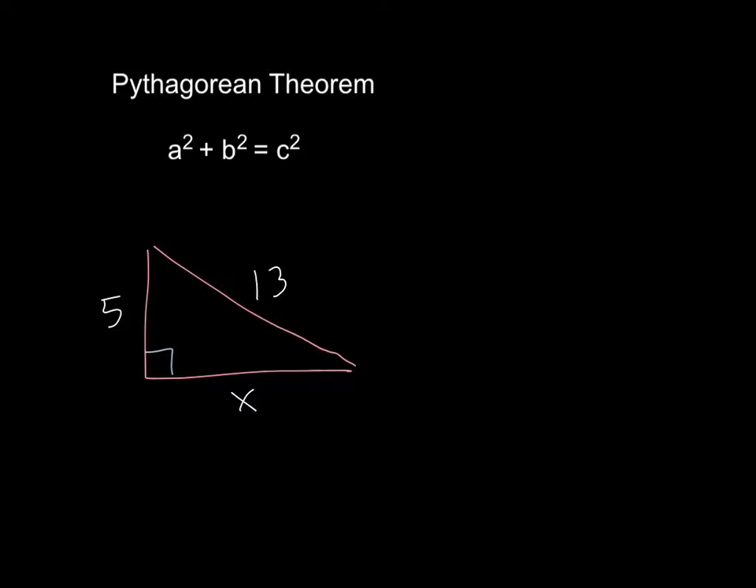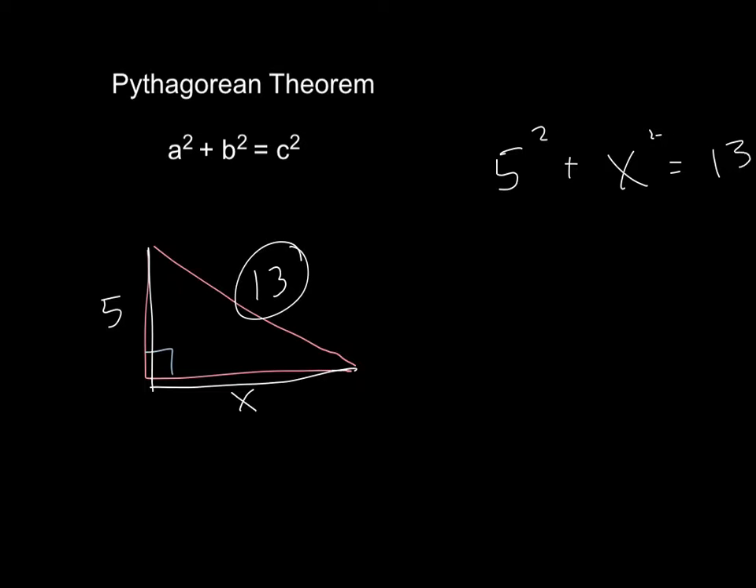Again, it doesn't matter which one's a or b, since a and b are interchangeable, but it does matter that you choose the correct numbers for a and b. In this case, it's always the legs, these sides right here and here. So let's say 5 can be a, and so that'll be 5 squared. The other leg is x, that's x squared. And that's going to equal the hypotenuse. Hypotenuse is 13, and that's going to be 13 squared.